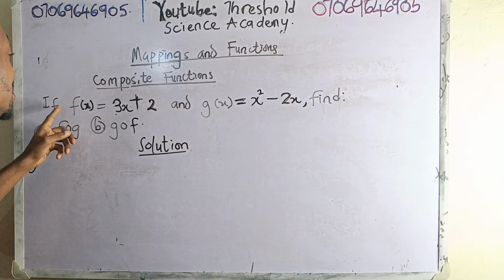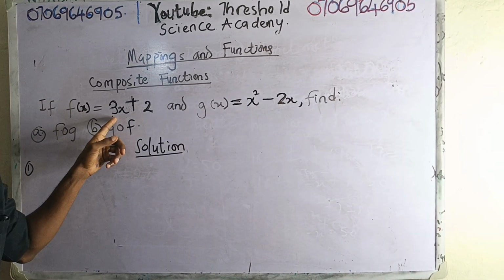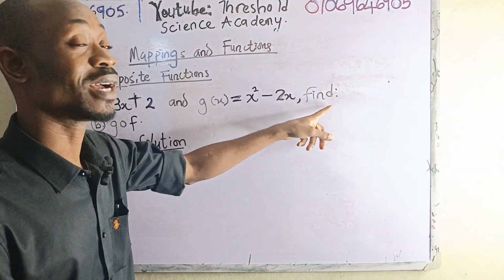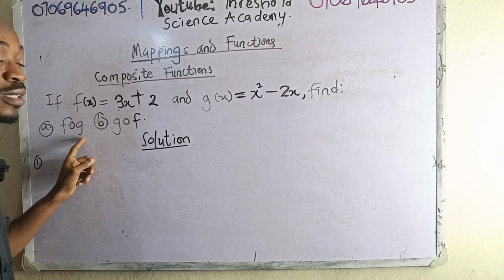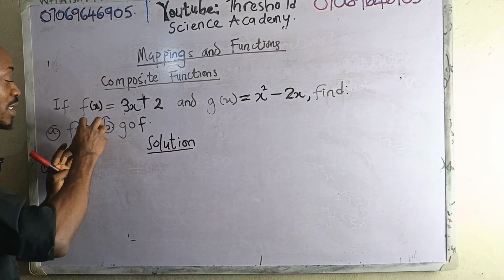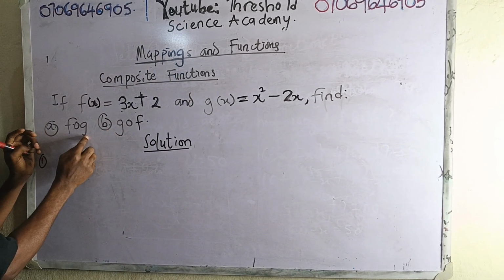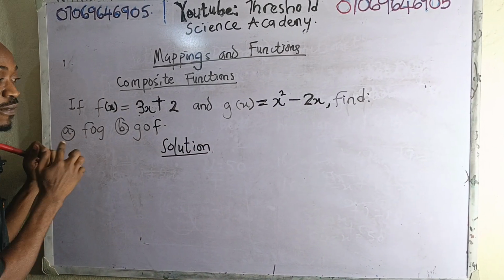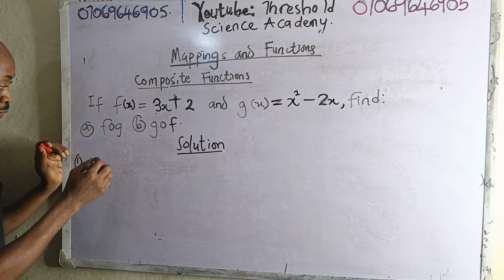So number one question says if f of x equals 3x plus 2 and g of x equals x squared minus 2x, we are asked to find f of g and then g of f. F of g, what does it mean? It means we take the entire g, the g function that has been given, then we plug it inside of f.